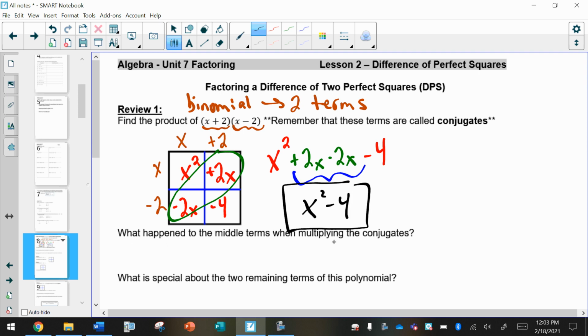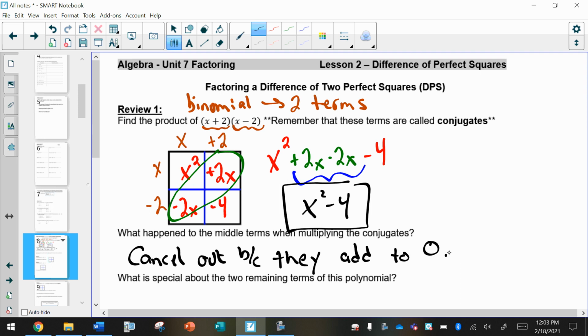What happened to the middle two terms by multiplying times conjugates? They cancel out because they add to 0. If you want to put because they subtract to 0, that's fine, but you're adding a negative or subtraction.